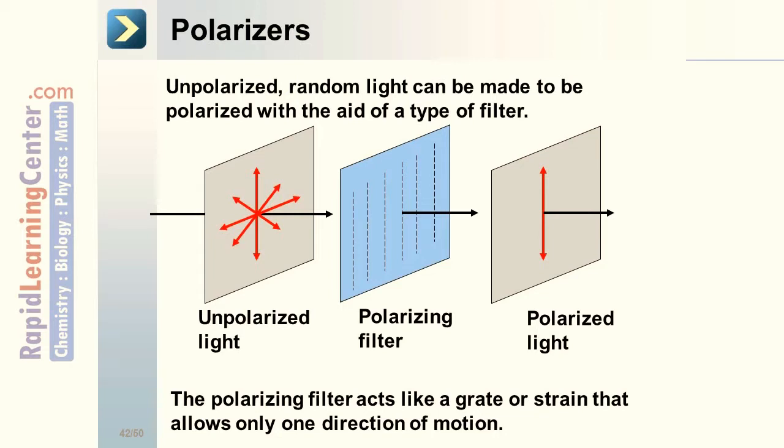This polarizing filter acts like a grate or strainer that allows only one direction of motion. A good analogy is a picket fence and a rope. Imagine you have a rope passing through the slot in a picket fence. You can shake or vibrate that rope in any direction. However, once it goes through the picket fence, the slots, which have a particular orientation, allow only one direction of motion to pass through.